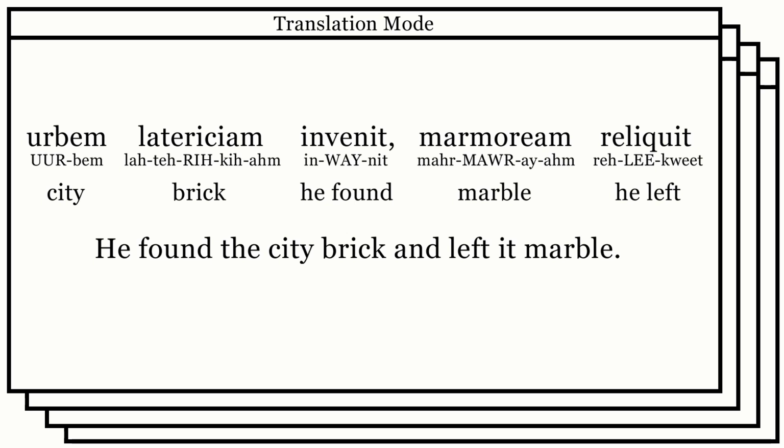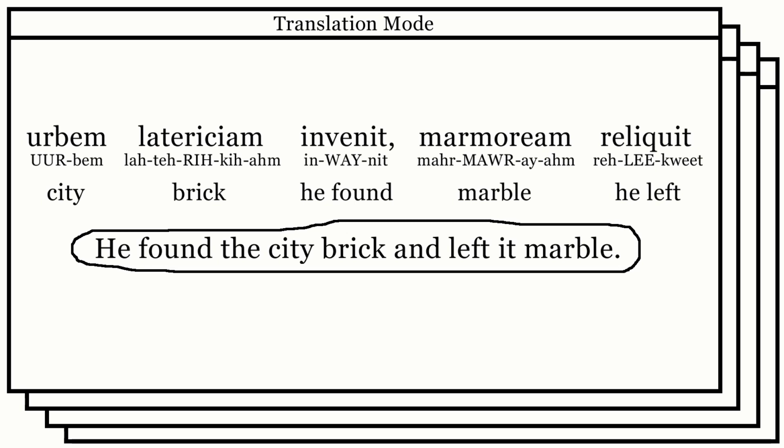Now, how would you read this if you were just encountering it? I would read it like this. Is this one urbem? It's urbem. Is this one latericium? It's latericium. Is this one invenit? It's invenit. Is this one marmoreum? Pretty much. Is this one reliquit? It's reliquit. And the translation of the sentence is, he found the city brick and left it marble.